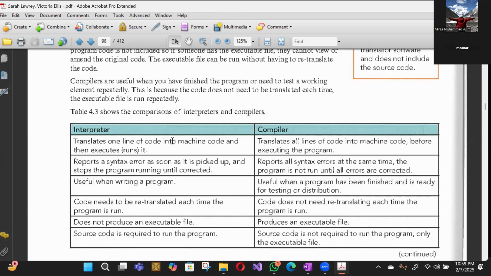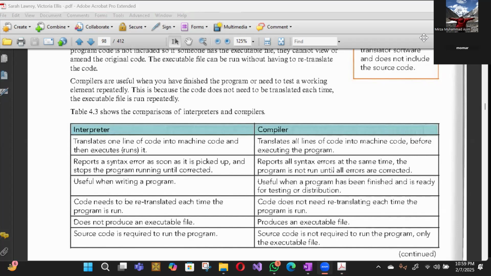Whereas once you are done with the compilation of the program in a compiler, you don't need to compile it again and again, right? You don't need to retranslate it. So the compiler compiles the program and creates an executable file, whereas the interpreter doesn't produce an executable file. I guess that is all. We are done with the high level language.